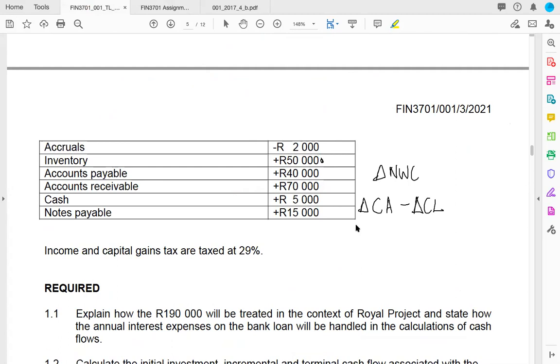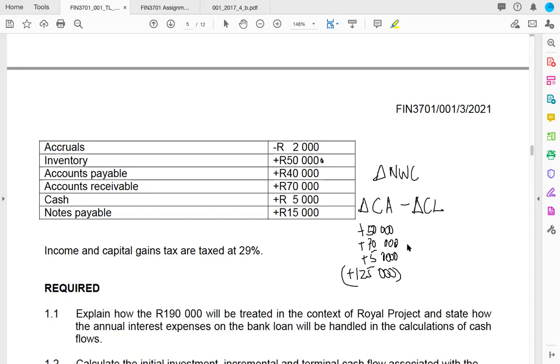Inventory is a current asset. Accounts receivable is a current asset, so those are all changes. Cash is a current asset, so these are all the current assets. 70 plus 50 plus 5, we get 125.